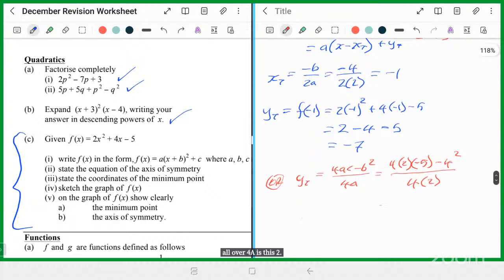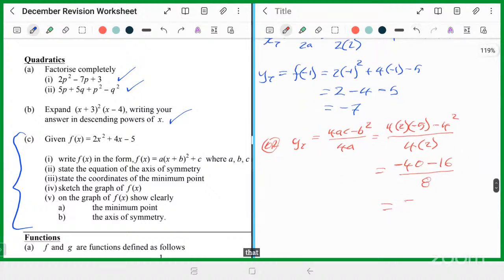Let's simplify this. This will be 4 times 2 times negative 5. Negative 10 times 4 is negative 40. Minus, this will be 16, so subtracting 16, and dividing that by this 8. That will be negative 56 over 8, because that becomes negative 56. Negative 56 over 8 becomes negative 7. So you get the same value for the yt.